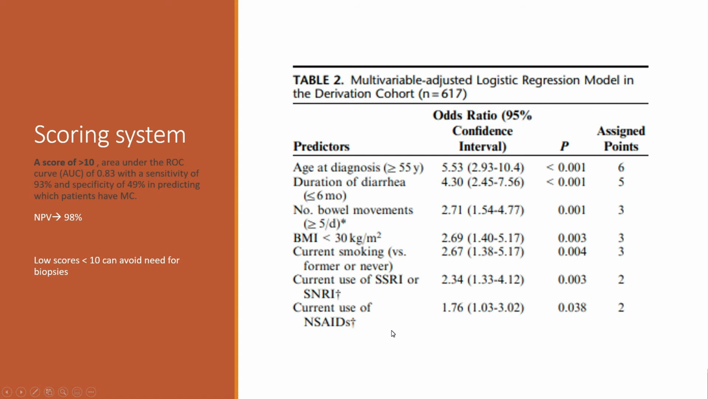They found that if the score was more than 10, then likely this patient has microscopic colitis, with a sensitivity of 93% and a negative predictive value of 98%. With a score of less than 10, you can avoid colonoscopy if the symptoms are mild. This whole study was done in patients from European cohorts, so the generalizability to the American population is limited, but something to keep in mind. This is another interesting scoring system.